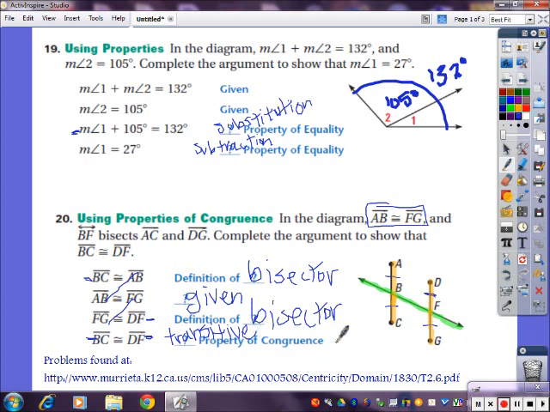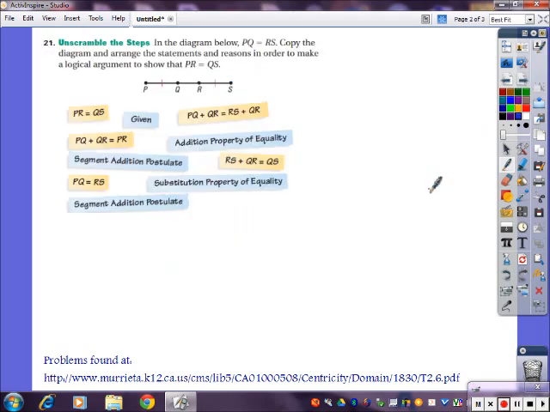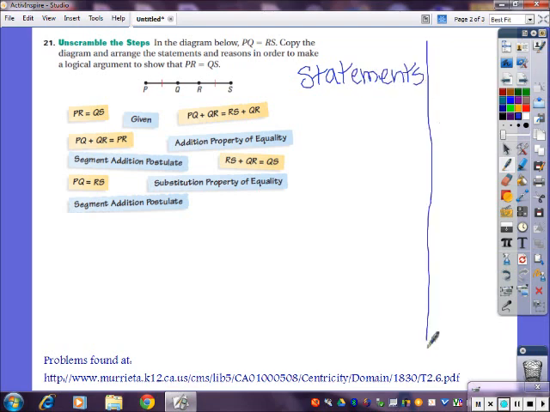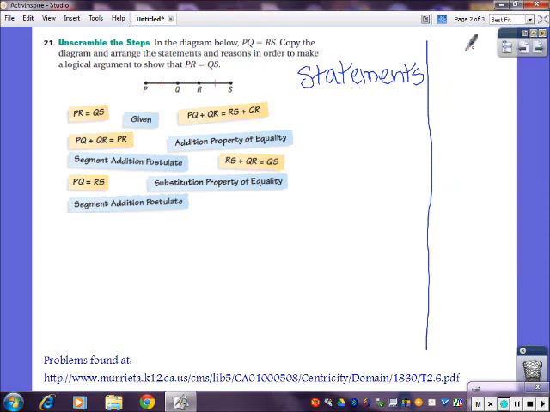So that was number 19 and 20 from your homework. Now when you got to 21, it got to be a little bit more involved. So on 21, what they did was they gave you all the statements and all the reasons, but jumbled them all up together. And we need to pull them back apart and organize them. So statements, and over here we'll have reasons.